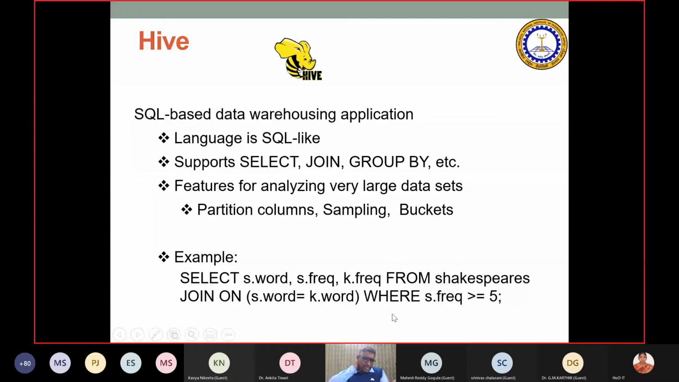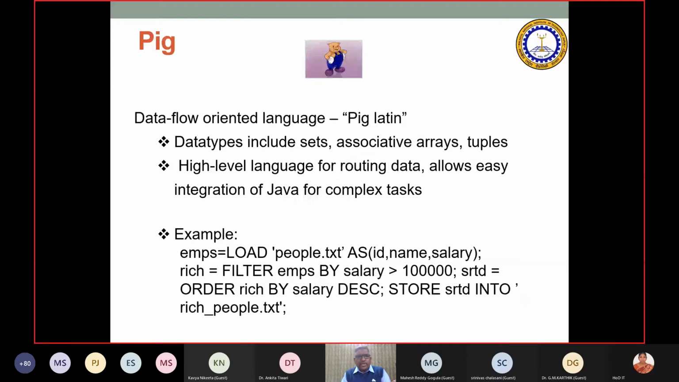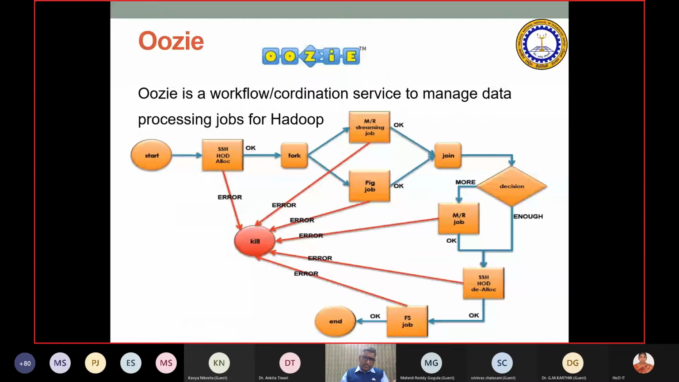And basically, Pig Latin is the actual name. It's a data flow oriented language, a scripting language like JavaScript. So you have sets, associative arrays, tuples, and you can do routing data, easy integration with Java. So you have this scripting kind of thing which is used in JavaScript. You can do that in Pig Latin, or short form is Pig.